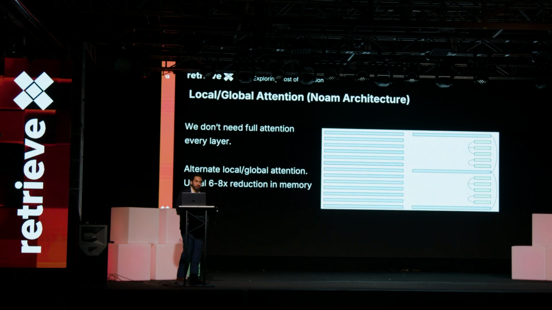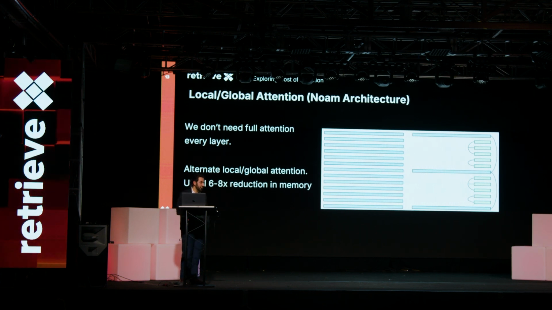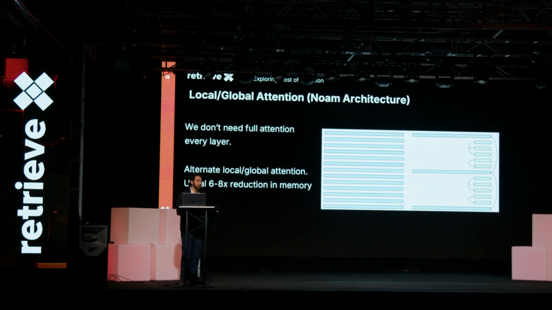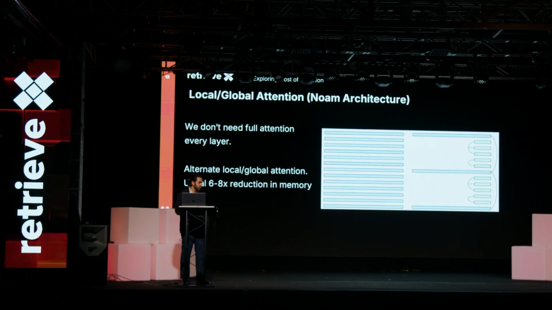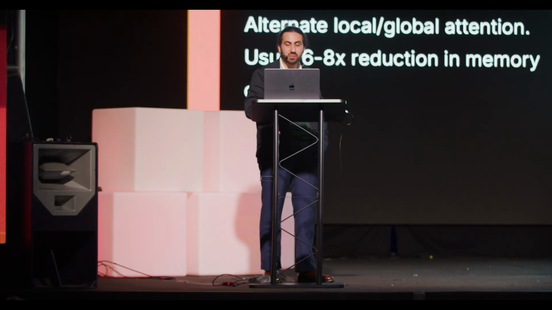And then you can keep going. You can start thinking about, well, do I need to do full attention over my sequence every single layer? And the truth is you probably don't. The majority of what you want is within, let's say, 1,000, 2,000, 8,000 tokens before you.